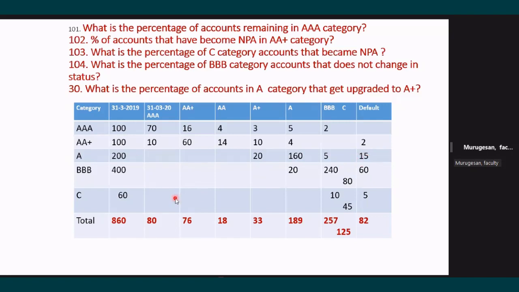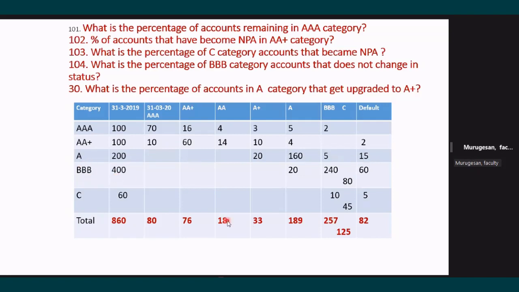Then they will ask what is the percentage. This is the question they will ask: what percentage of A category accounts have become NPA in the current year? Now, can you tell me what is the percentage? Simple. 15 out of 200, what is the percentage, boss? One of you tell. Out of 200 accounts, 7.5. That's 7.5. Now you see the BB.